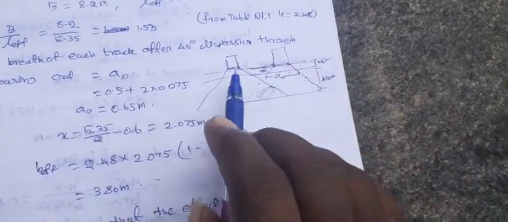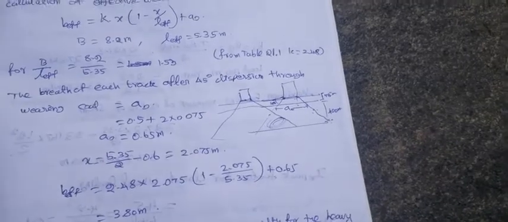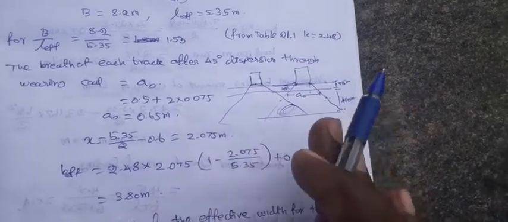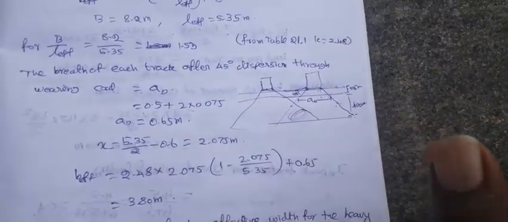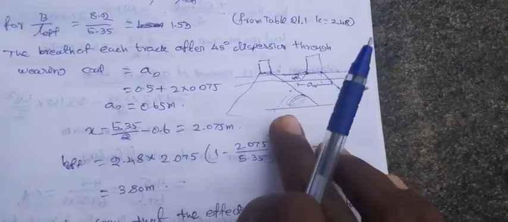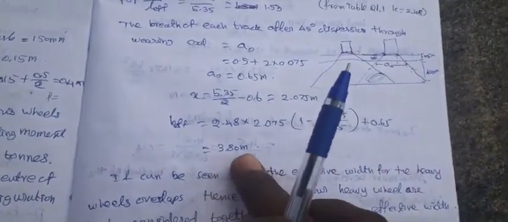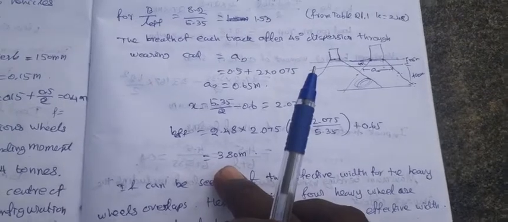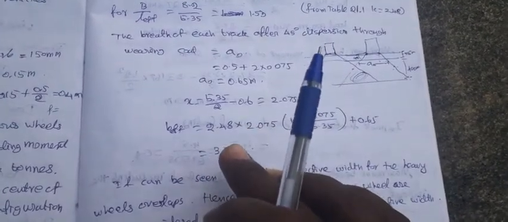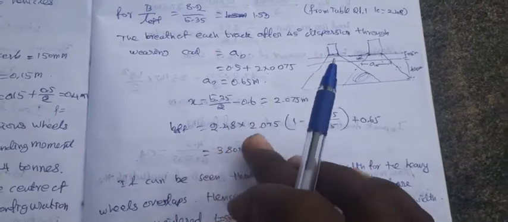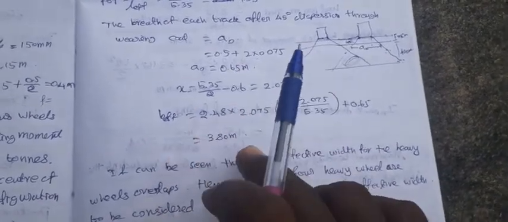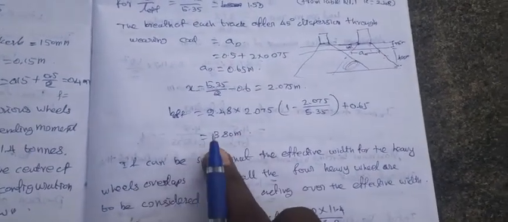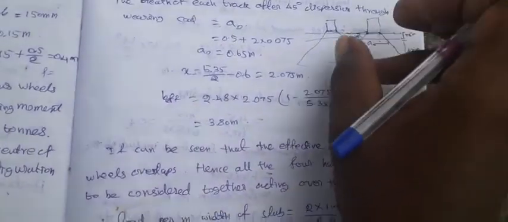We know all these areas will have a varying load, not a uniform load, but even all the portions will have some load. That we should learn. Because its value is 3.8 meter, and the breadth is 5.35 meter, half of the breadth is 5.35 by 2. So its value is much lesser compared to the effective breadth. So the effective breadth has a higher value.